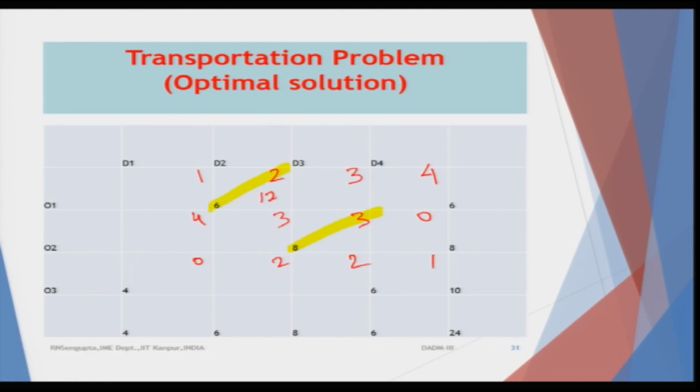So, 12 is the cost, 24 is the cost, 6 is the cost, 0 is the cost. So, I highlight the values. So, the total cost is 12 plus 24 is 36, 36 plus 6 is 42, and obviously this is 0.